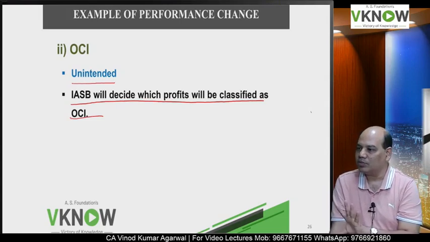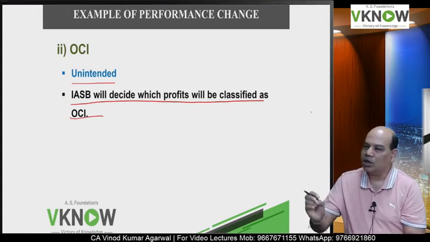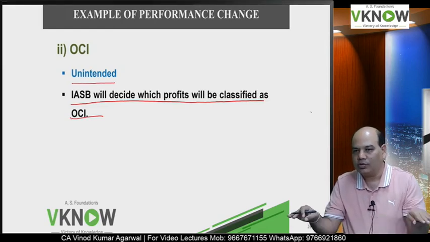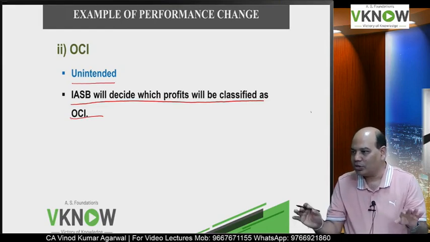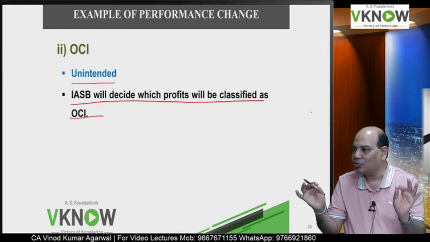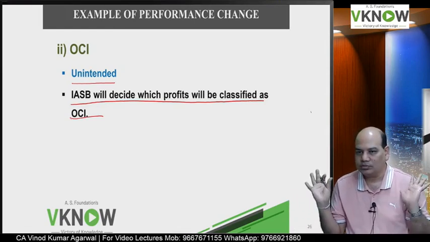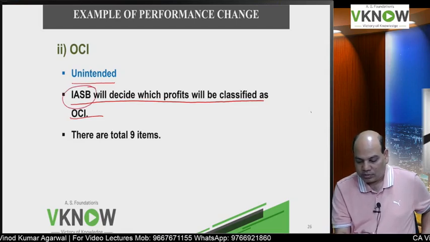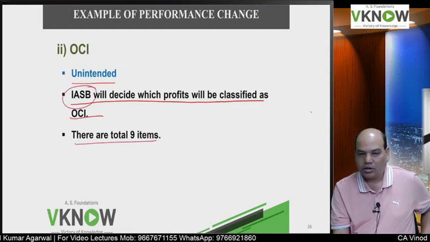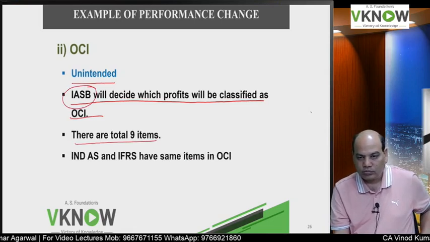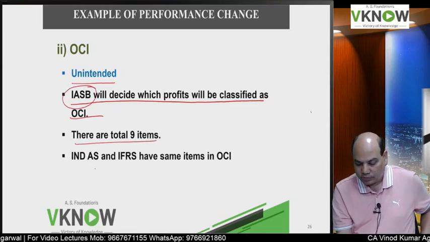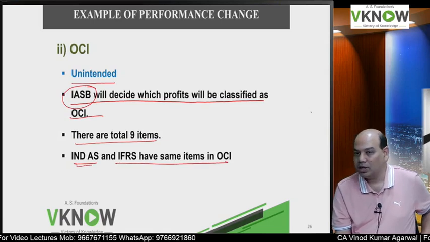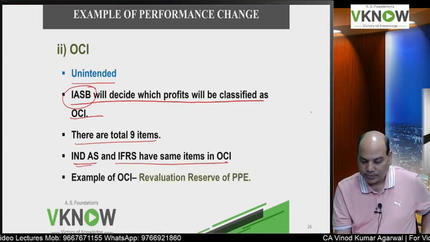Otherwise, half of the companies will show it in the P&L account, half will show it in OCI, etc. So, in order to avoid multiple treatments, they have listed the items which will come in OCI. Who has done that? IASB. There are a total of 9 items. Now next is one good news. Ind AS and IFRS will have the same items in OCI.